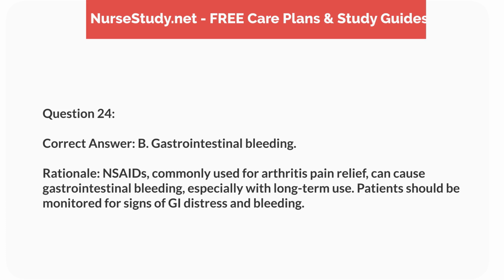Rationale. NSAIDs, commonly used for arthritis pain relief, can cause gastrointestinal bleeding, especially with long-term use. Patients should be monitored for signs of GI distress and bleeding.